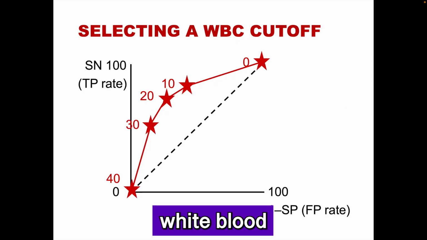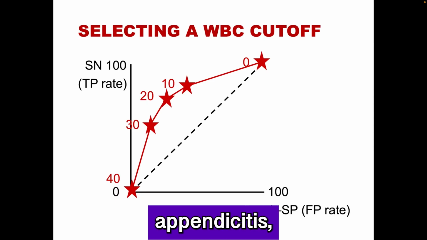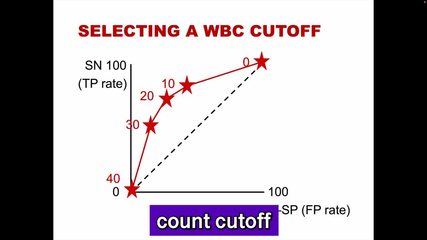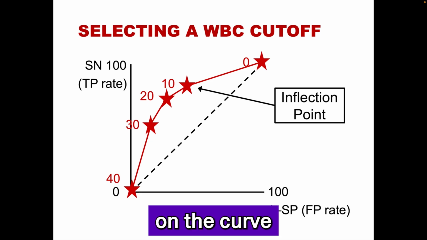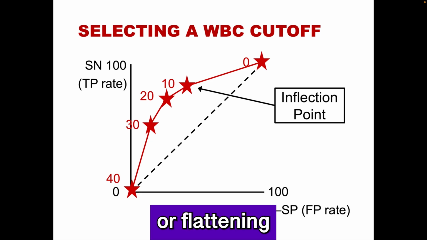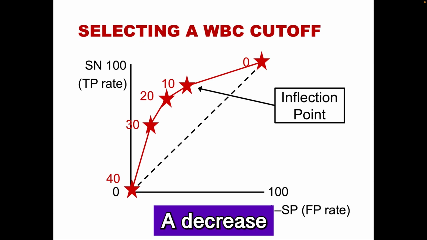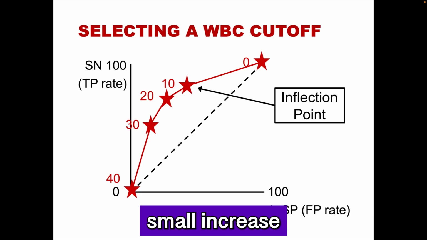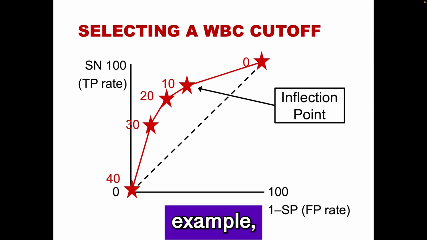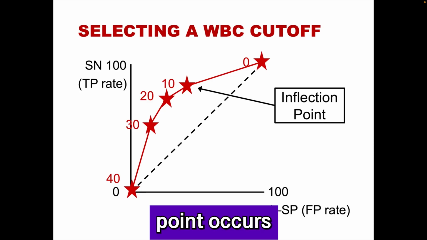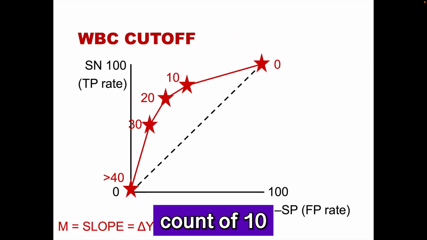After determining that the white blood cell count is an accurate predictor of appendicitis, what white blood cell count cutoff would you select? In general, we would select a point on the curve where there is an inflection point. An inflection point is a point on the curve where there is a decrease or flattening of the slope of the curve. A decrease or flattening in the slope of the curve indicates that for a small increase in sensitivity, there is a large decrease in specificity. In this example, the inflection point occurs at a white blood cell count of 10.